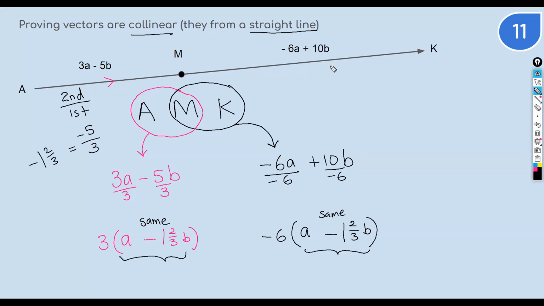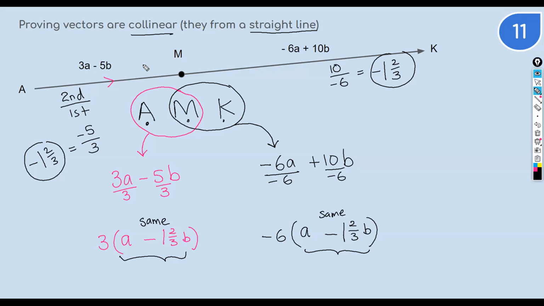Do the same thing for the other vector to prove it's a straight line. Take the second value, which is 10, and divide it by the first value. I guarantee you, if you divide this, you will get the same thing, minus 1 and 2/3. Once you get the two values to be the same, that's proof that they are also collinear. But you have to write down the 3 letters first, circle the first 2 and find that vector, circle the last 2 and find that vector. But remember, once again, it's already been found for you because I did it beforehand.